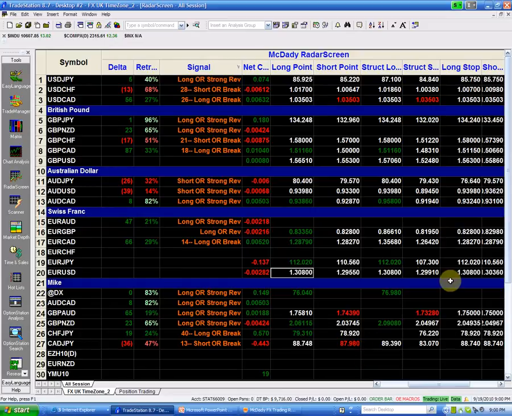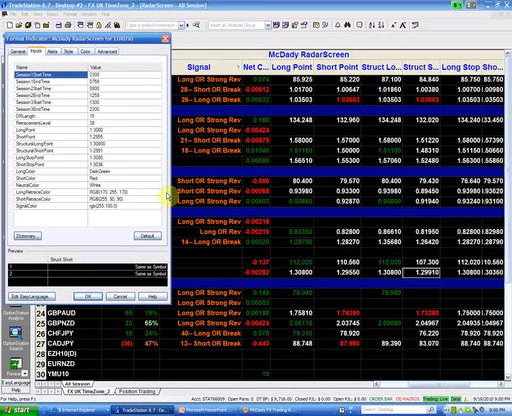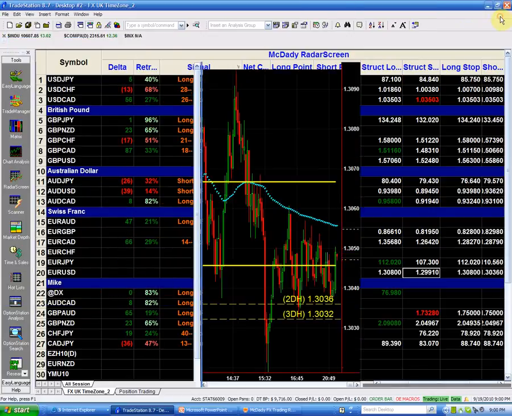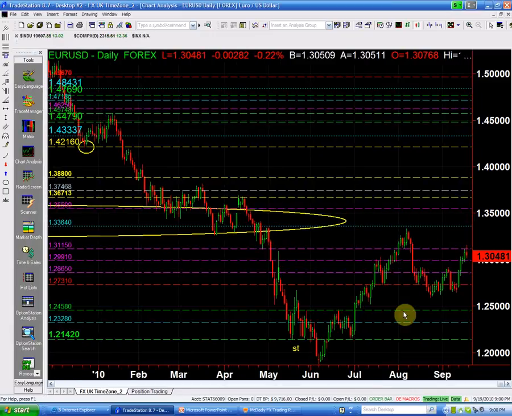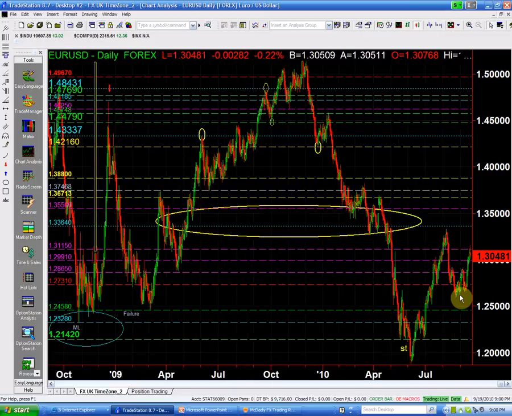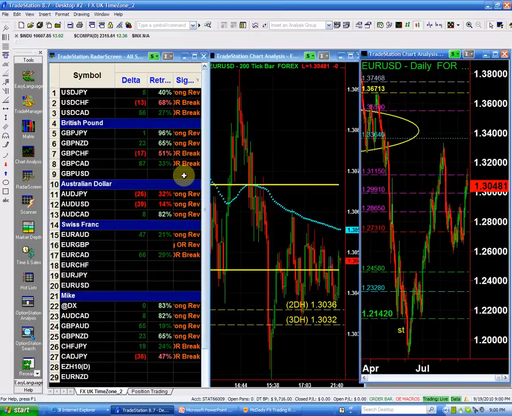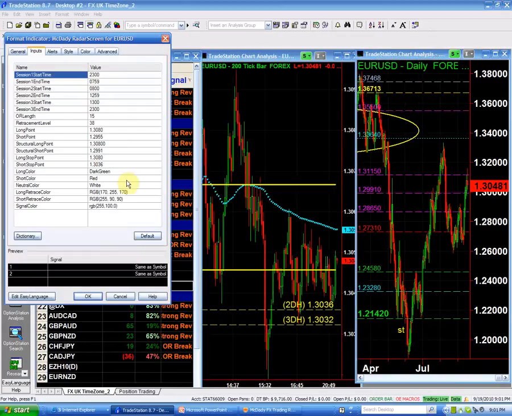Sorry, this is wrong. Let me double check the structure short. Sometimes I transpose numbers when I get tired, so it's the 128.65. I stand corrected. The structure short is 128.65.